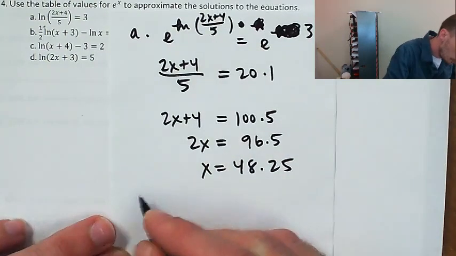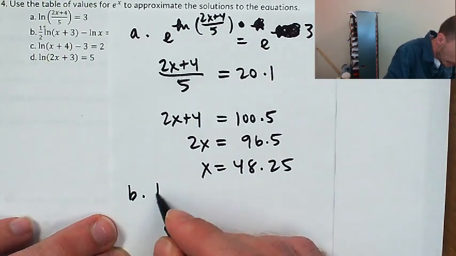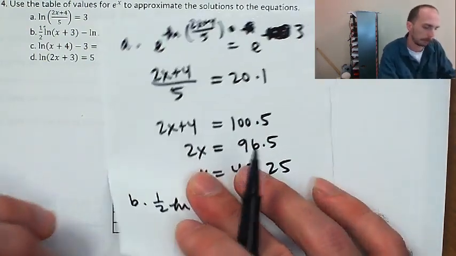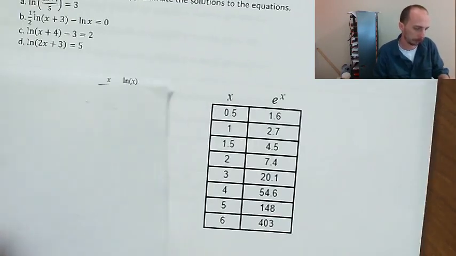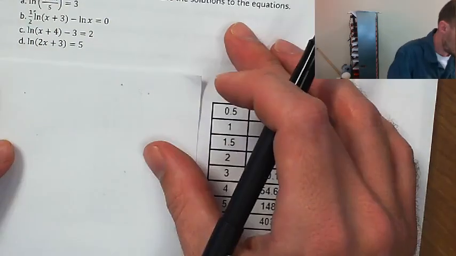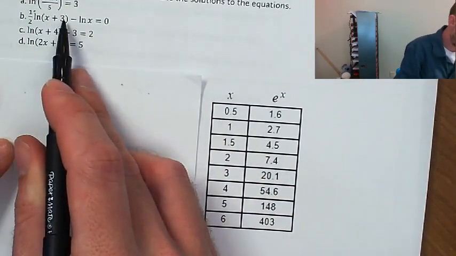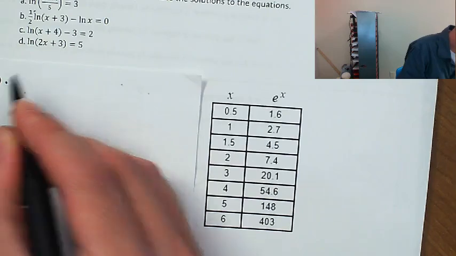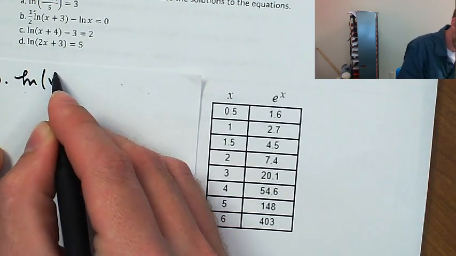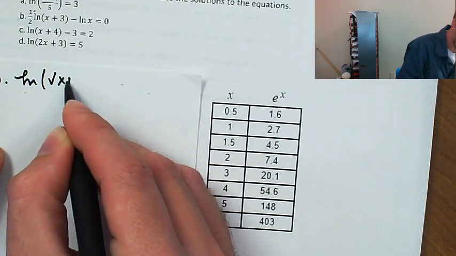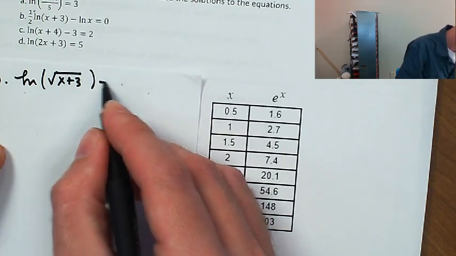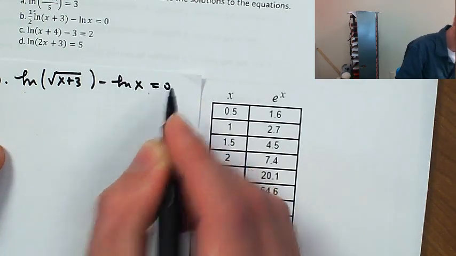So b is half of the natural log. I'm not going to be able to fit that on this slip. That's just not going to happen. So start over with a new slip of paper. Right. So half of the log of x minus 3. I'm going to combine these, and so I'm going to start by writing it as a power, square root of x plus 3 minus the natural log of x equals 0.